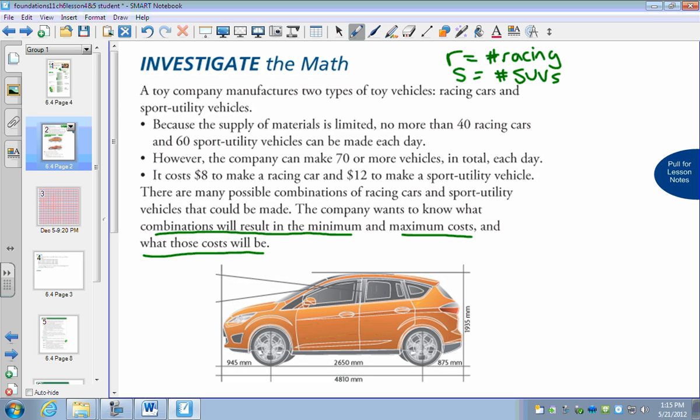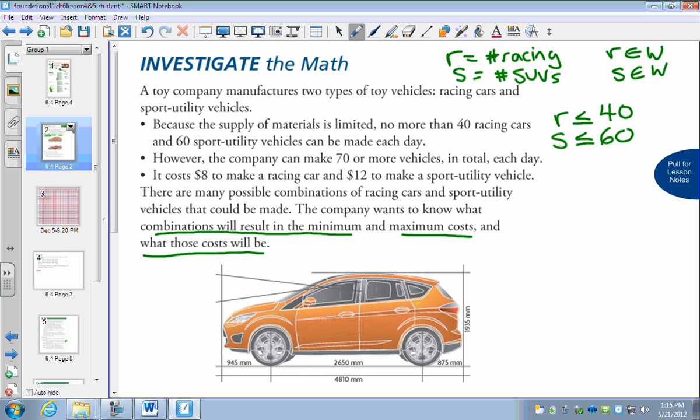Okay? Now we need some restrictions. Well, R is going to have to be a whole number, and so is S, because we can't make half cars, we can't make negative cars. Now some more restraints. Because the supply of material is limited, no more than 40 racing cars. So R is less than or equal to 40. No more than 60 sport utilities. So S is less than or equal to 60.